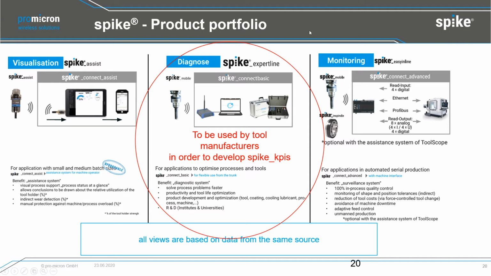And here mostly we are talking to process experts, and they use the diagnostic set which we call Spike Expert Line. This information can be used for visualization with Spike Assist and Spike Easy Inline. That's why and how I would like to explain later.